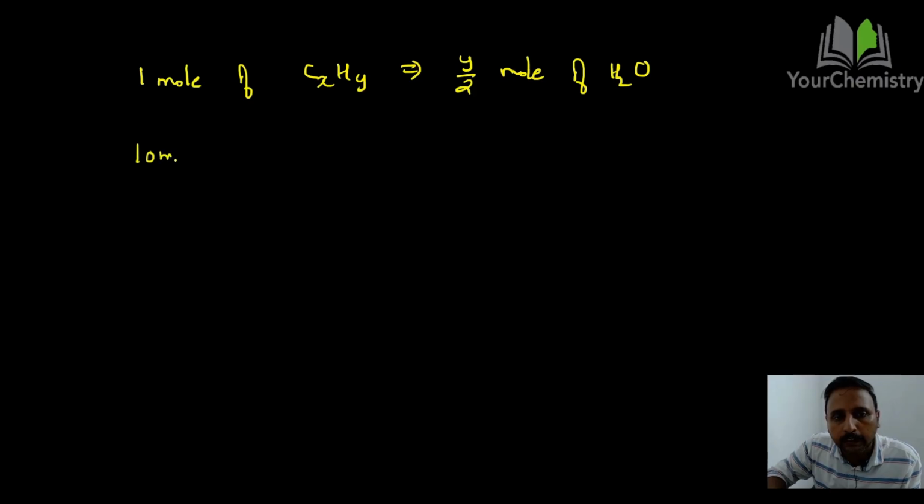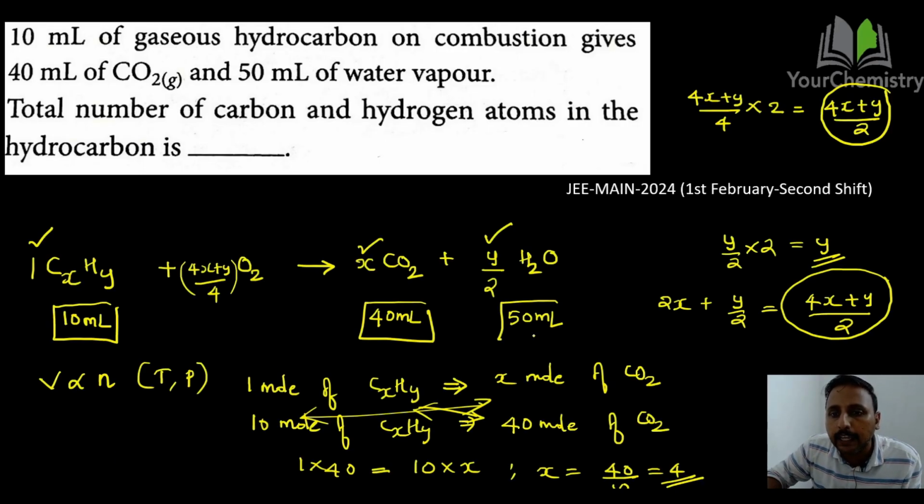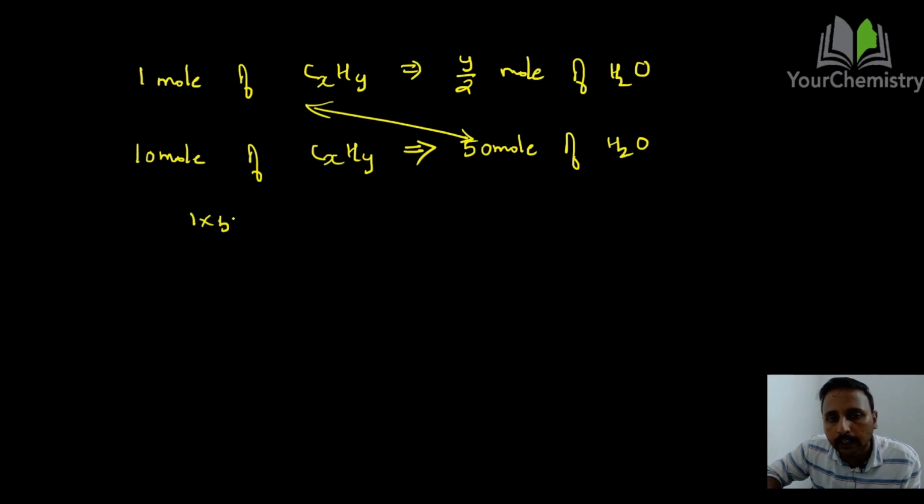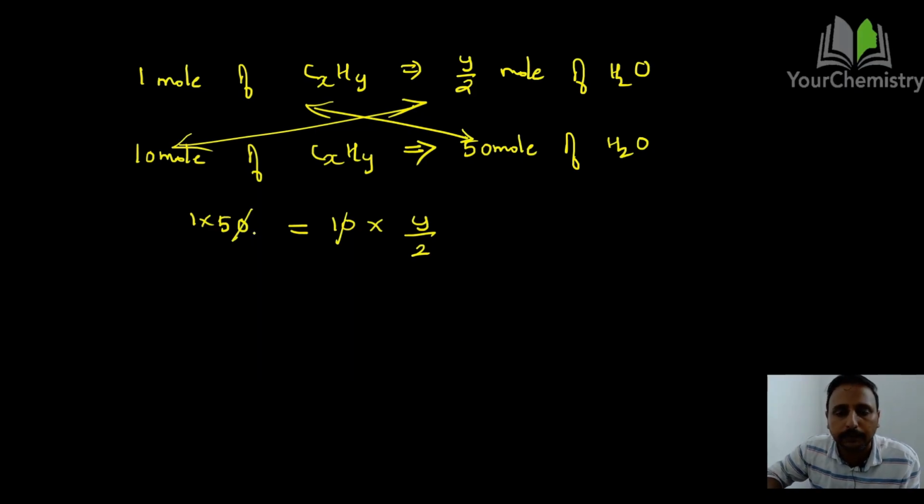So what can I write? 10 mole of CxHy is going to give, in the question how much is it given? 50 ml of H2O, right? So I will write it as giving 50 mole of H2O. So here also we can simply cross multiply. You see 1 into 50 equals 10 into y by 2. So I can cancel 50 and 10, and y is equal to 5 into 2, that is nothing but 10.